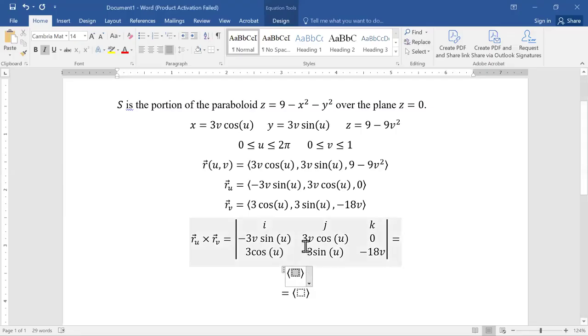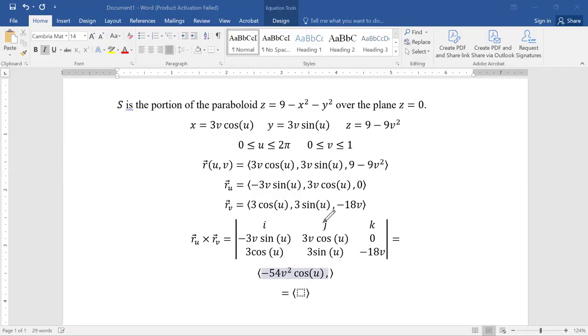So that's going to give us 3v times negative 18v. That's negative 54v squared times cosine of u.